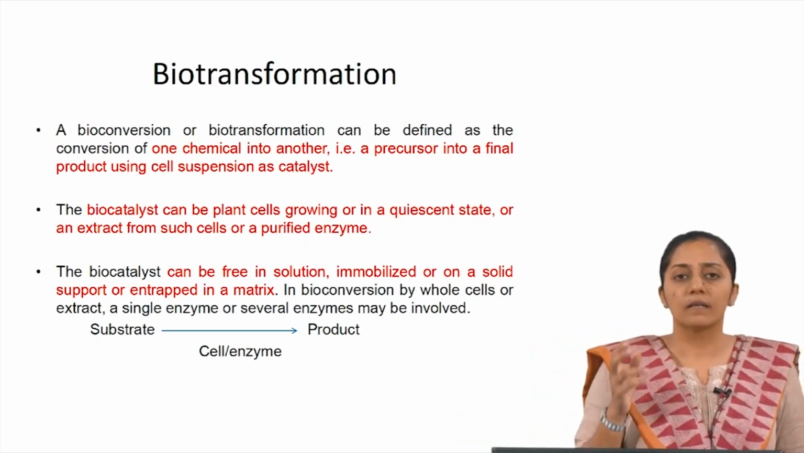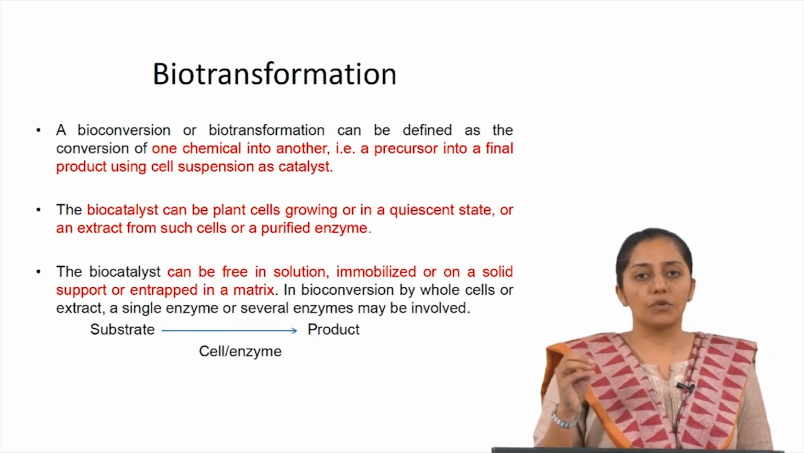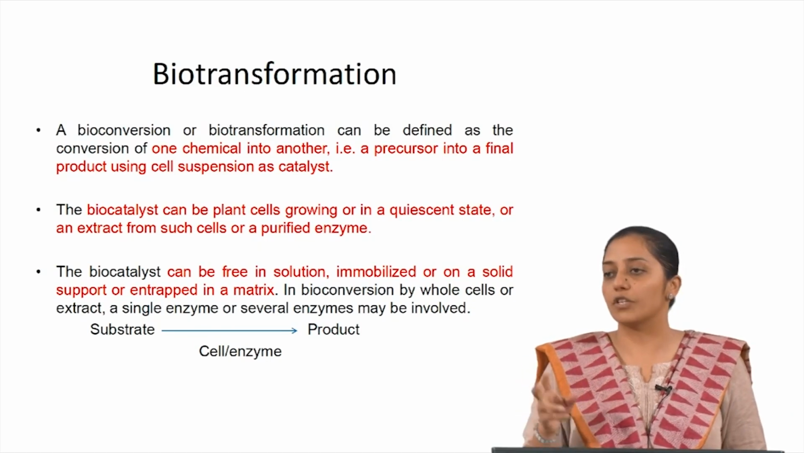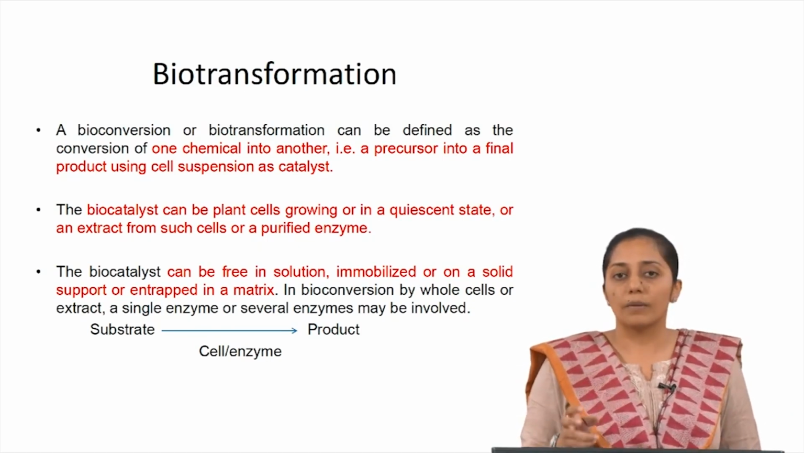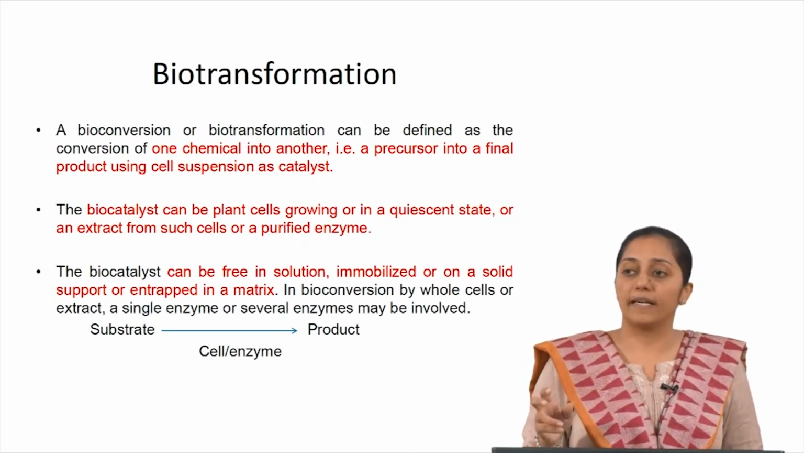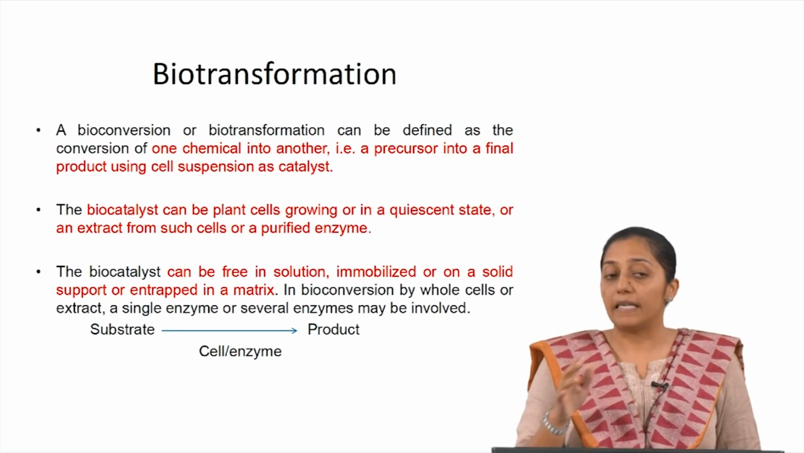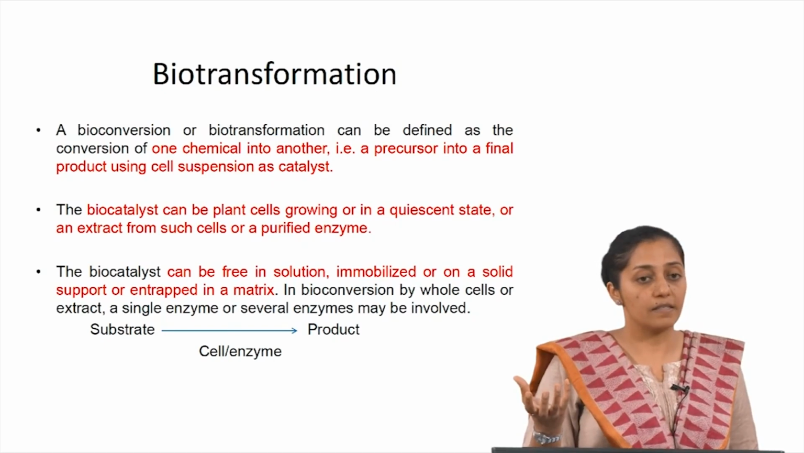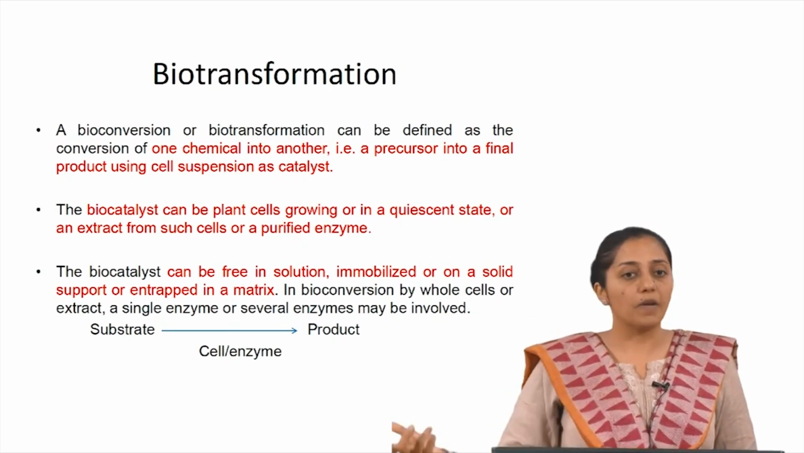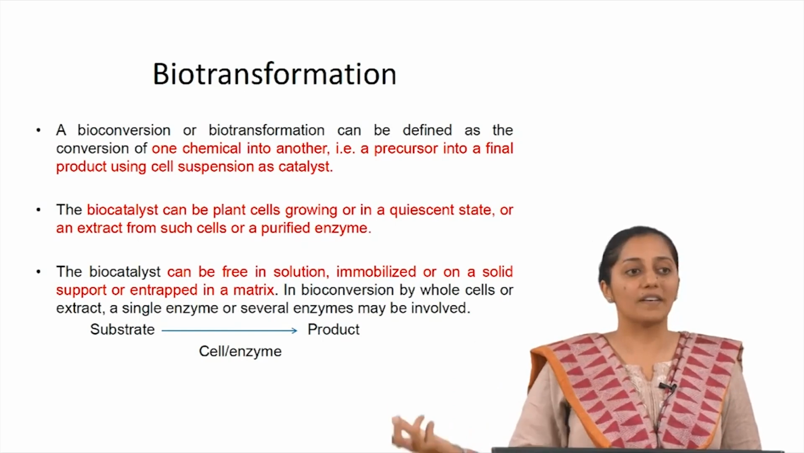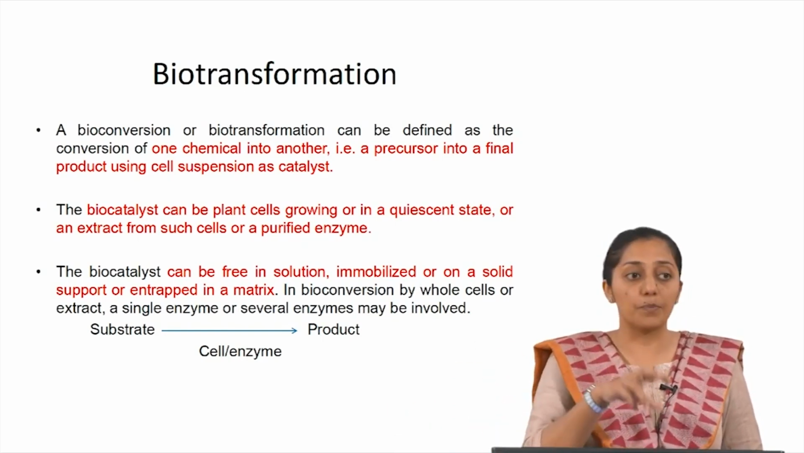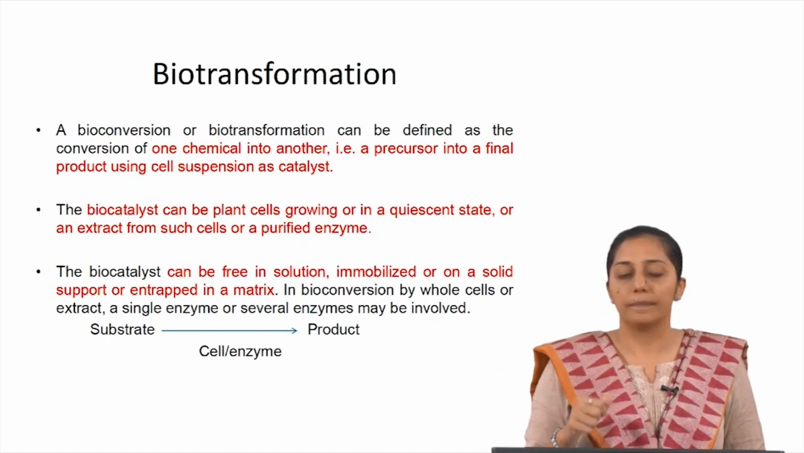So, one chemical is changed into another, where the precursor is converted into a product using a cell suspension or your biocatalyst. Now, the biocatalyst can be plant cells growing or in a quiescent state, which means resting cells. They can either be in the active phase or be resting cells. Why it is linked to plant cell immobilization, you will understand when I say that if it is in the quiescent state, we can exploit this at large scale.